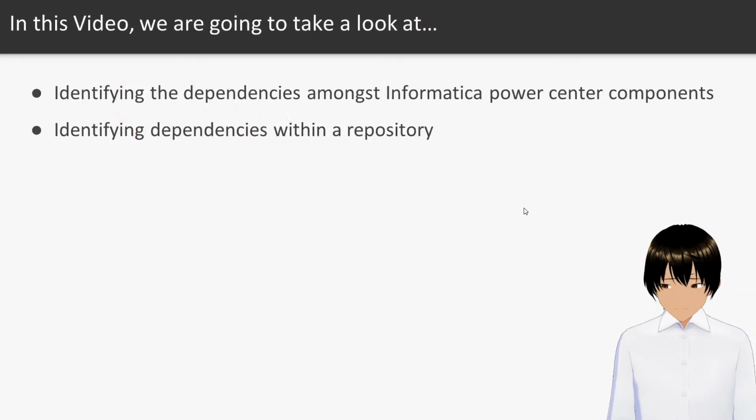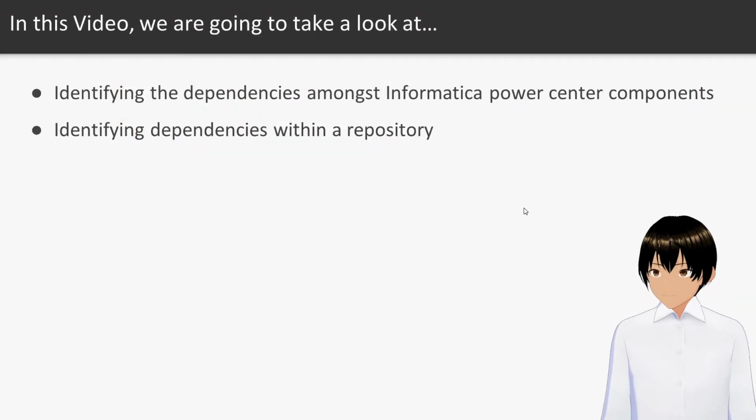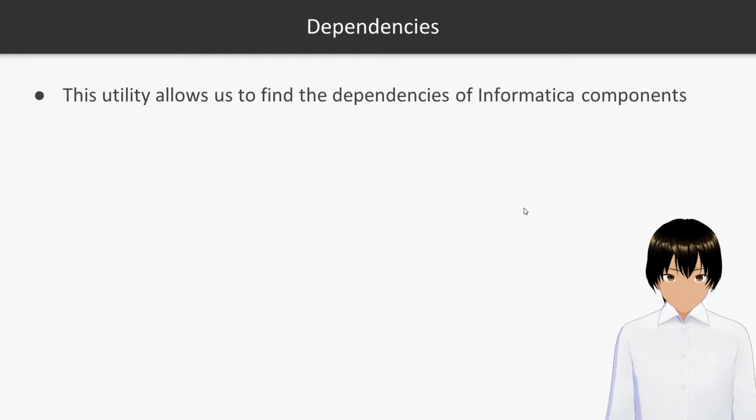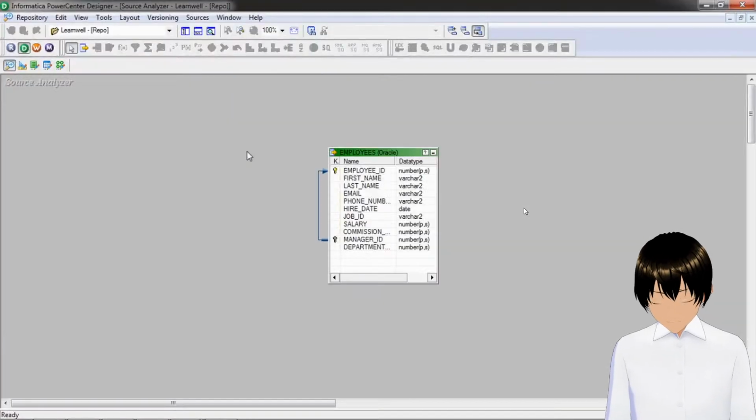Hey guys, welcome back. In this video, we'll learn how to identify the dependencies amongst Informatica Power Center components, then identifying dependencies within a repository. Let's talk about the utility, which helps in identifying the dependencies amongst Informatica Power Center components. Consider you have a source, employees, in your repository, and you wish to find, within all the mappings, where you used the source. Of course, you don't want to open all the mappings and workflows to find the source presence. The dependencies feature comes to your rescue.